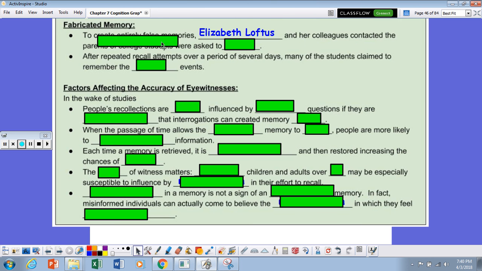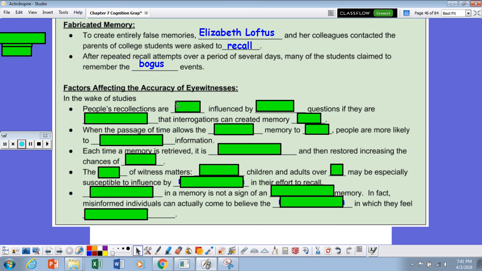Fabricated memories. To create an entirely false memory, Elizabeth Loftus and her colleagues contacted parents of college students, and they were asked to recall certain things that had happened in their past. After repeated recall attempts over a period of several days, many of the students claimed to remember the bogus events that the parents supposedly had given their kids.